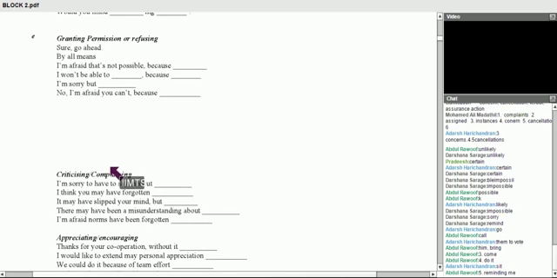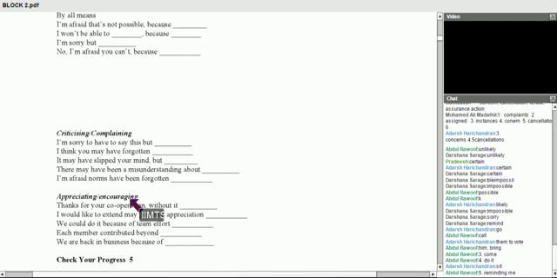Criticizing, complaining. Now, how do you criticize? I'm sorry to have to say this, but you are not right for this position. I think you may have forgotten dash. It might have slipped your mind, but it should be there. So how can you complete these sentences? If you have to complain to someone, what phrases can you use? You have to fill in the blank.